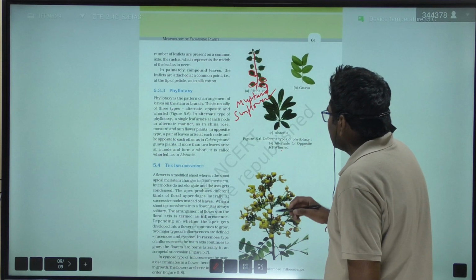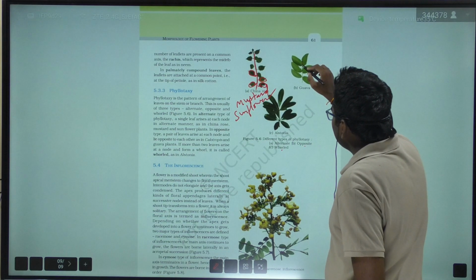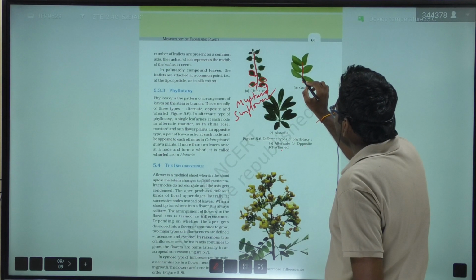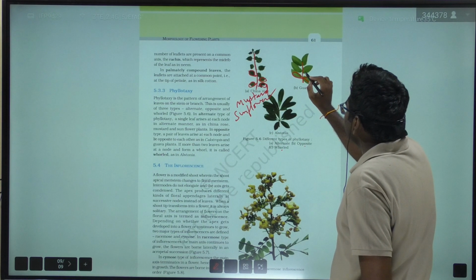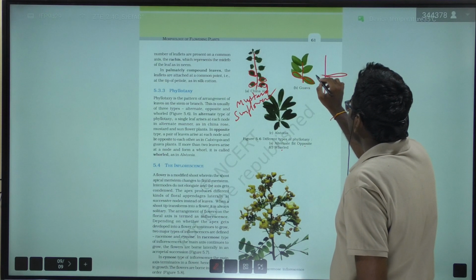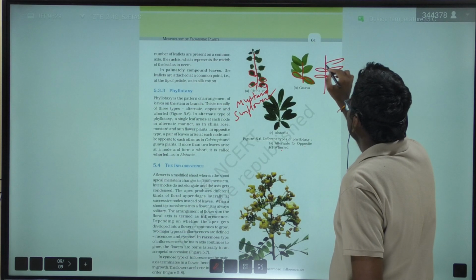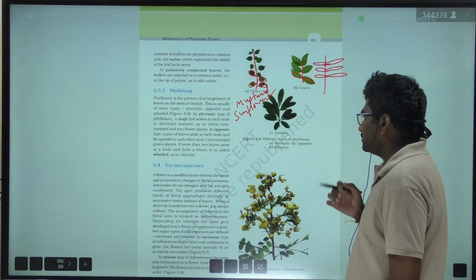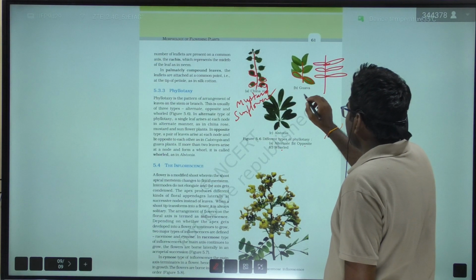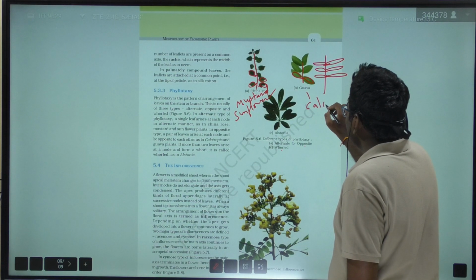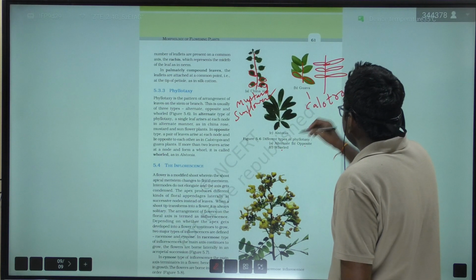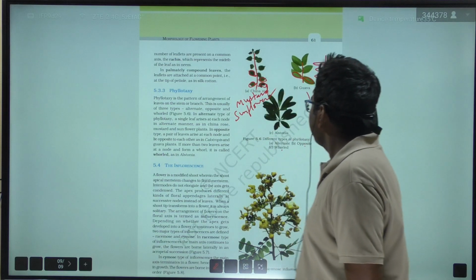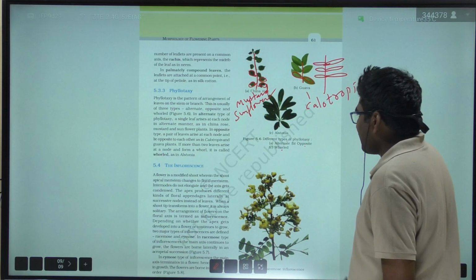Okay. So next, opposite phyllotaxy. Here a pair of leaves arise at each node and lie opposite to each other, like this. That is known as opposite phyllotaxy. Examples for this opposite phyllotaxy are Calotropis and guava. Calotropis is also known as milkweed.